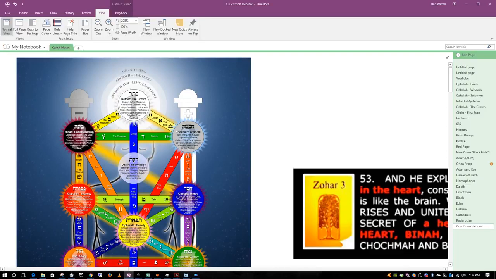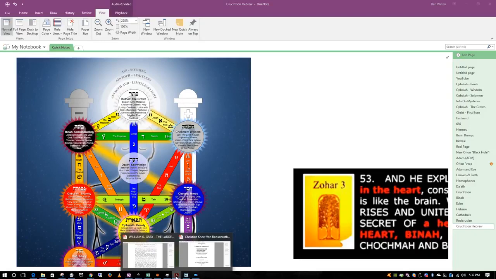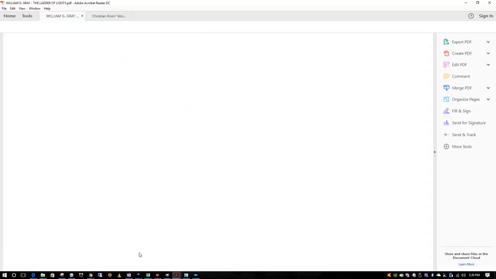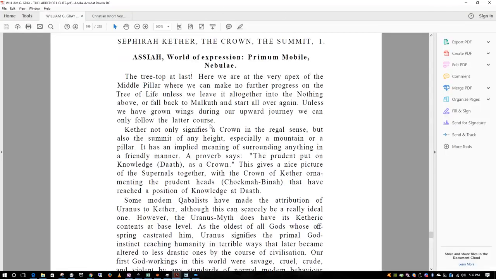Let me read something to you from The Ladder of Lights by William G. Gray. This was done, I believe, in 1975. But he says here, Sephira Kether, the crown, the summit. Assiah, which is the physical world. World of expression, prima mobile, nebula. So now we can see here.